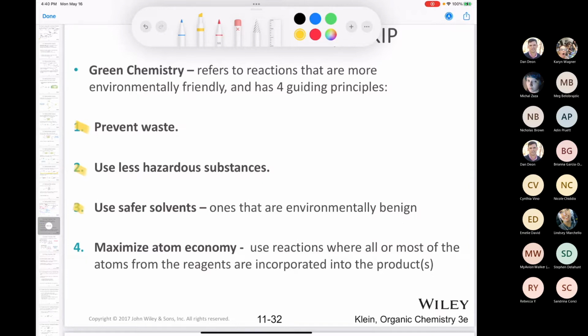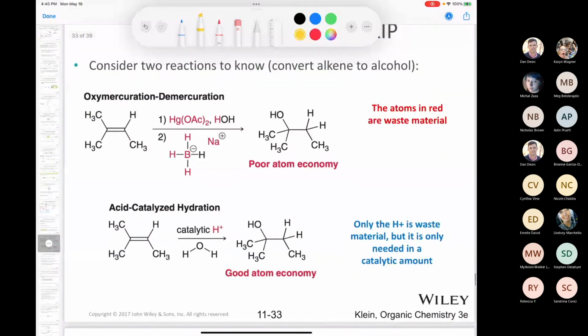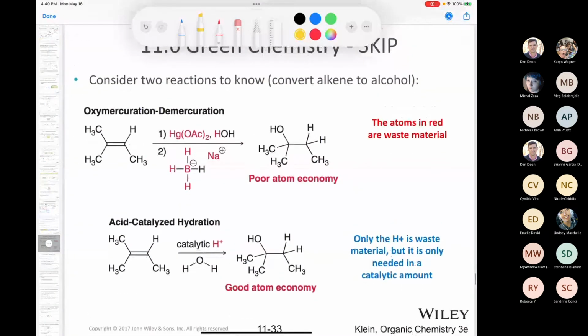Use safer solvents. There's a lot of solvents that chemists used to use every day, and now we try to avoid them. Things like carbon tetrachloride, for example, are very harmful. And then we try to maximize atom economy. Now, if you're like, what in the heck is atom economy? Is that where I buy some atoms at Walmart or something? No. Atom economy is represented here.